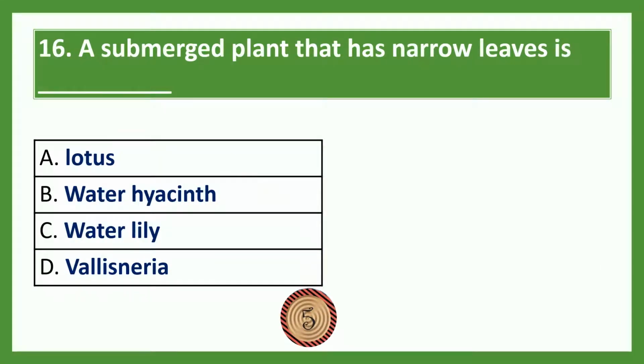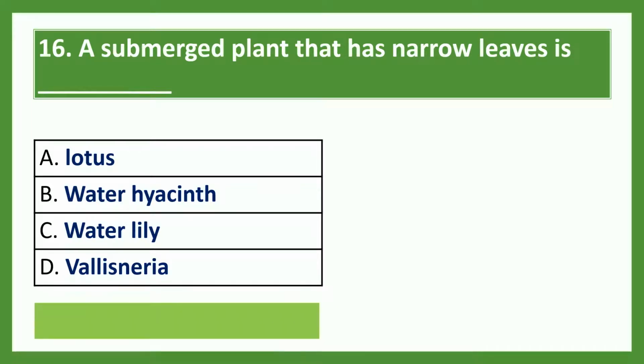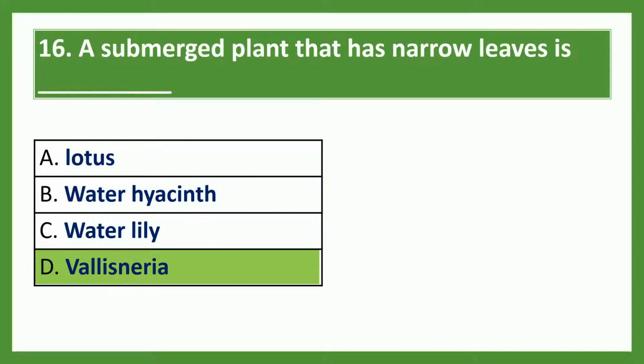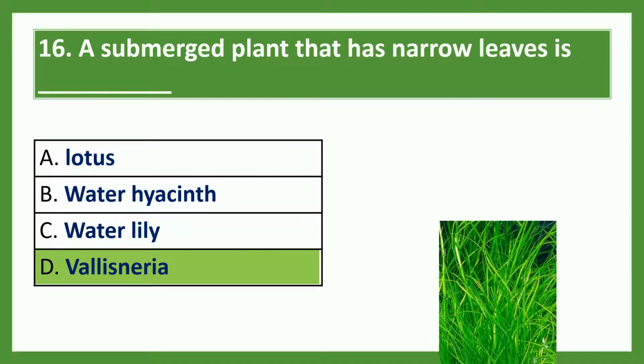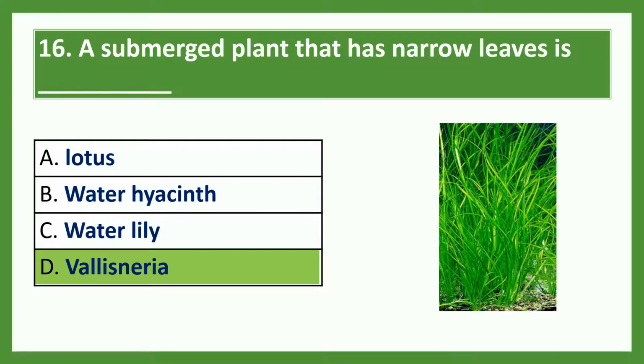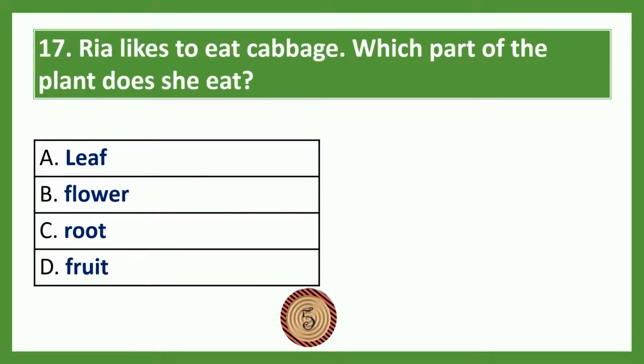A submerged plant that has narrow leaves is dash. Option A, lotus. Option B, water hyacinth. Option C, water lily. Option D, vallisneria. The answer is option D, vallisneria. The submerged plant that has narrow leaves is vallisneria.